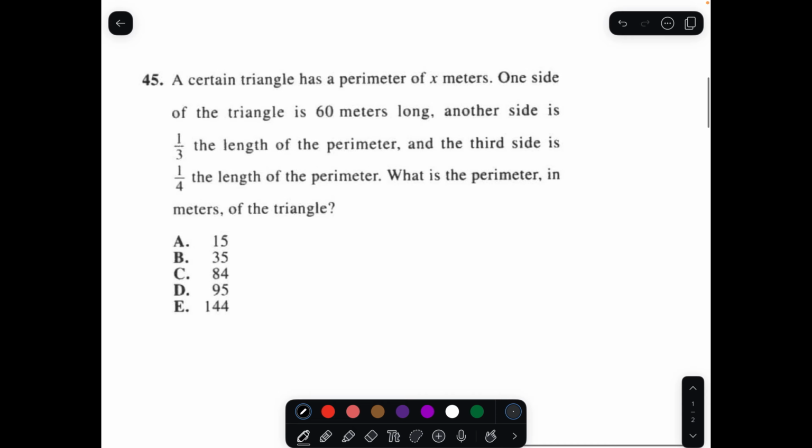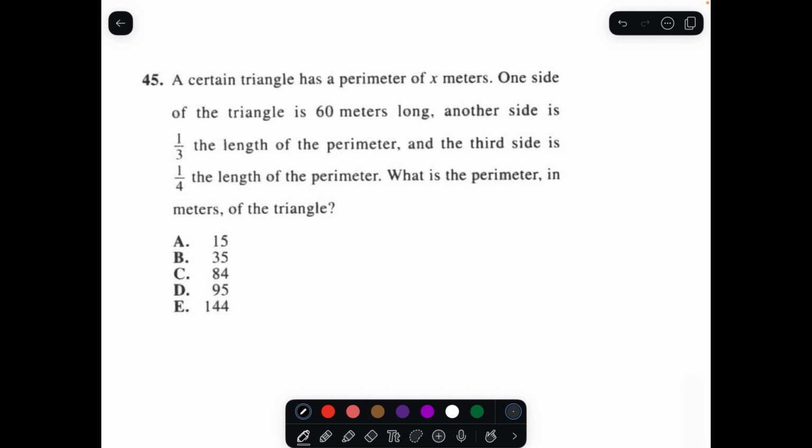On to the next question, question 45, which says, a certain triangle has a perimeter of x meters. One side of the triangle is 60 meters long. Another side is 1/3 the length of the perimeter. And the third side is 1/4 the length of the perimeter. What is the perimeter in meters of the triangle?